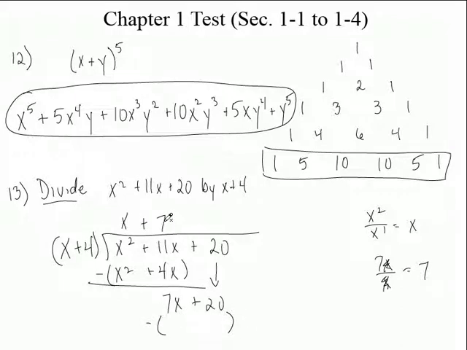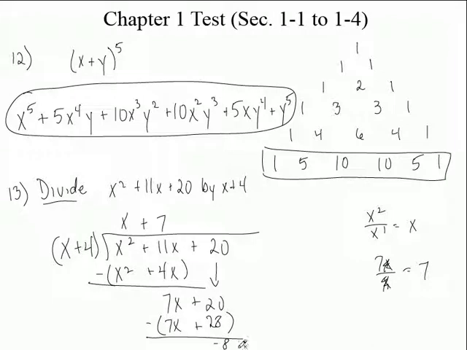Make sure you distribute when you multiply that 7 by the x plus 4. So I've got 7x plus 7 times 4 is 28. Okay, 7x minus 7x is 0. 20 minus 28, that's negative 8. And yep, that's my remainder.